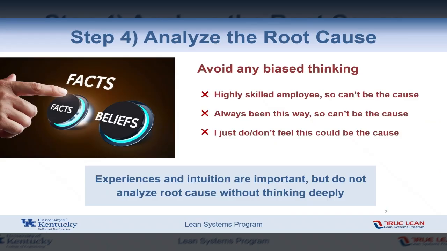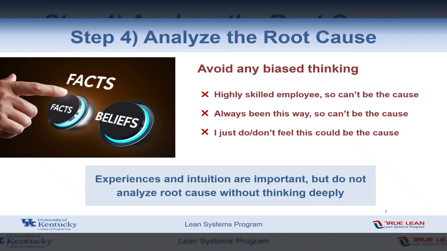So, for example, perhaps there's a highly skilled employee and you want to assume that this employee, of course, couldn't be the cause. But even skilled employees may make mistakes or have modified the technique, or maybe if they're following the standardized work perfectly, maybe there's an issue with the standardized work. Maybe this employee has a sore arm and is doing things a little differently than his or her past technique. So it's important that we explore these things and not instantly assume that certain things are off limits.